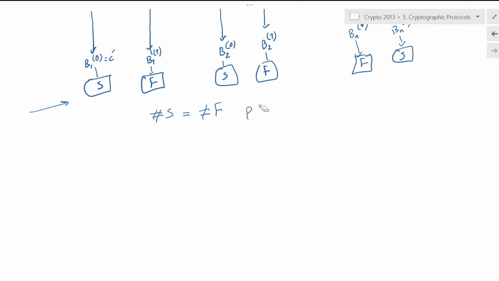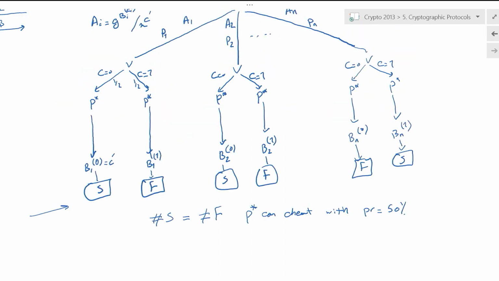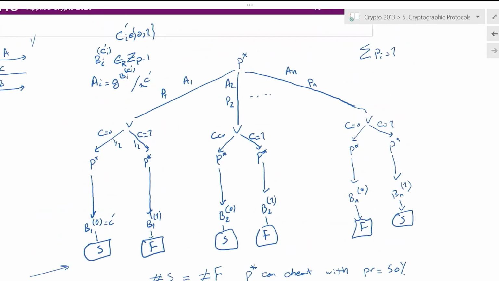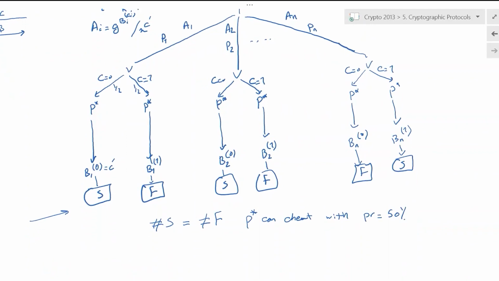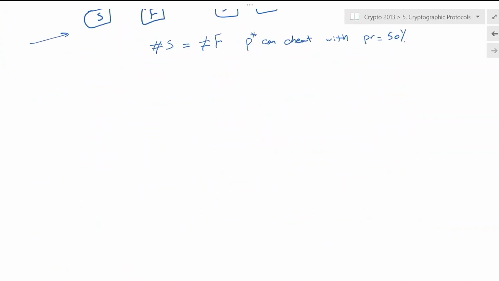Wow, what a star happened to be there. P star can cheat with only the probability of 50%, right? So no more than that, because if you look into these branches, we can only guess one of the c_i to be 0 or 1, and we can only answer for the case that we guess the challenge correctly. And if you see this computational tree, then this is what we expect to see.